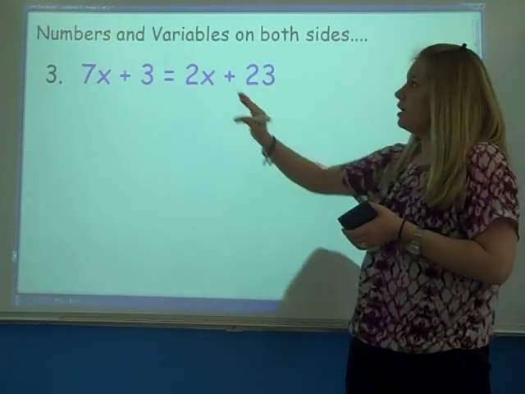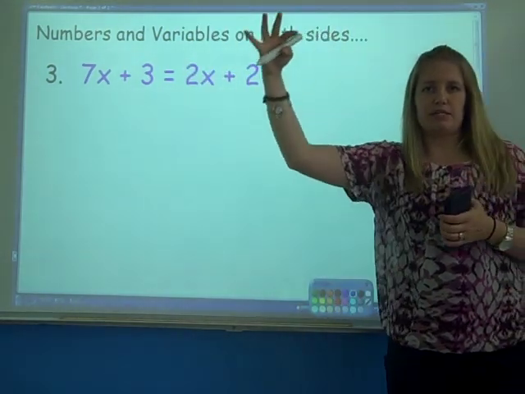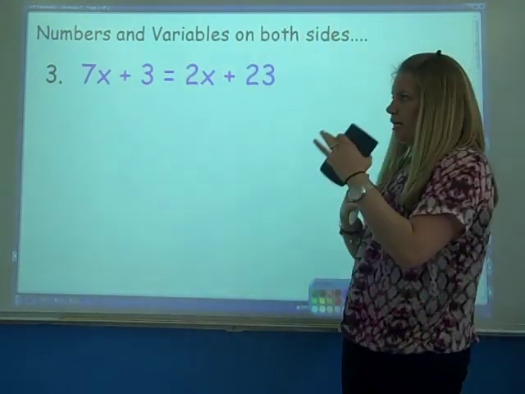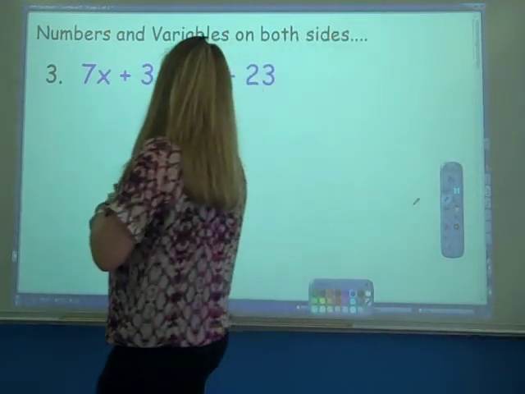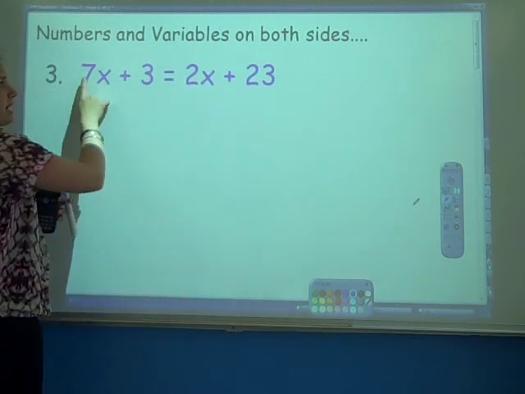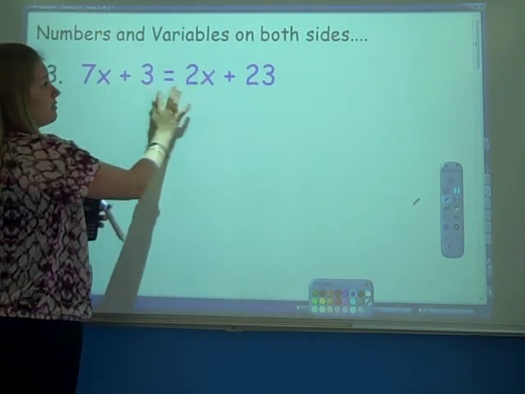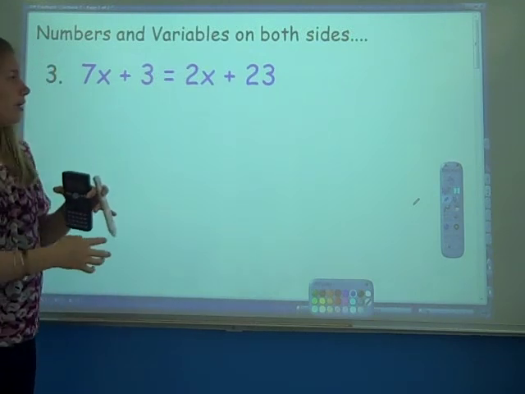Okay, now I'm going to have numbers and variables on both sides. And we're going to bring some things on one side, some things to the other. Now, okay, so I have a 7x and a 2x, and they're on both sides of the equal sign. And then I have 2 numbers. And what I want to do is put all my like terms together.